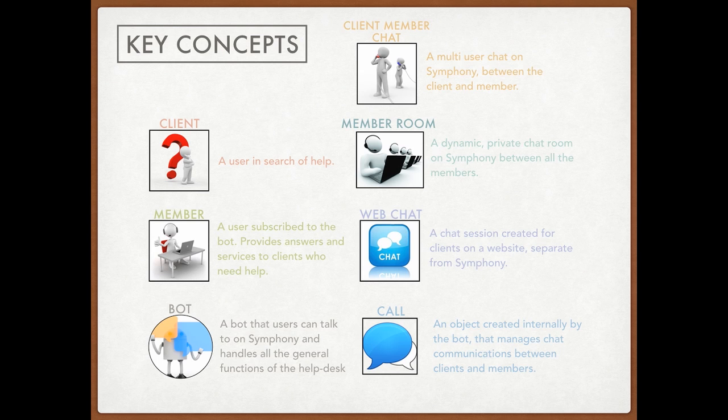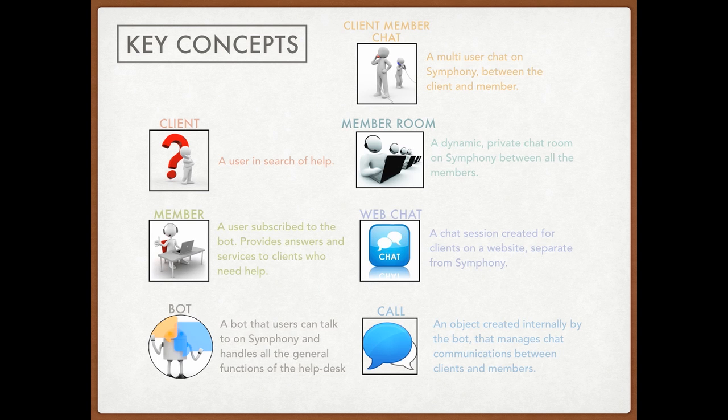He simply goes on Symphony, he asks for help, and that message he sends asking for help is routed into a member room. Then there's a member. A member is subscribed to the bot. He provides answers and services to a client who needs help. His general purpose is just to help the client and make sure the client's questions get answered.